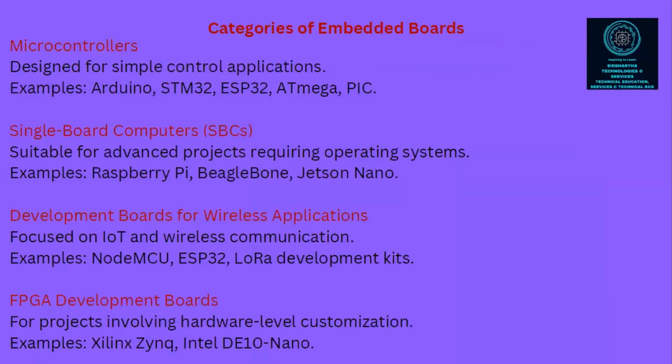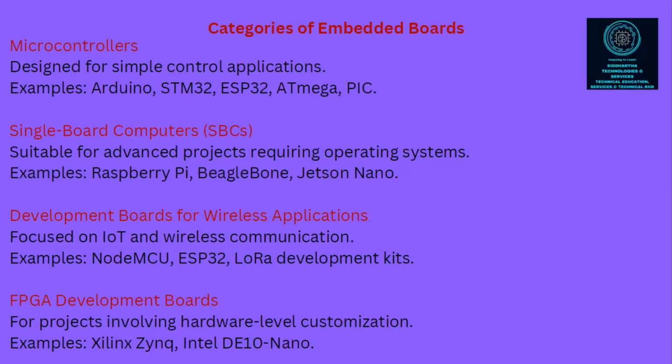Categories of embedded boards. What are the different categories of embedded boards? According to microcontrollers, these are simple programs designed for simple control applications, like Arduino, very popular. The microcontrollers which are very, very popular are used in Arduino, STM32, that is from the ST company, ESP32, Atmega, and PIC controllers. So these are the famous microcontrollers.